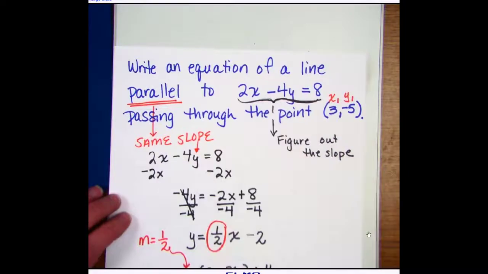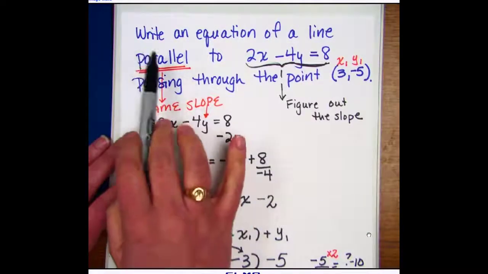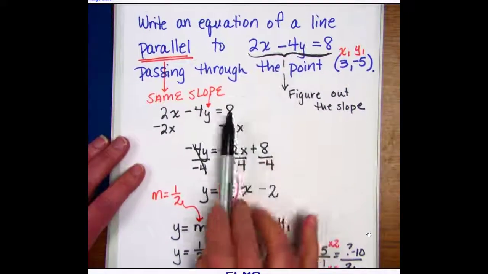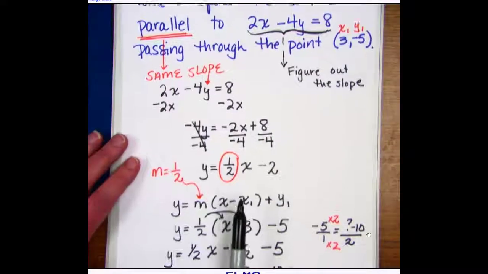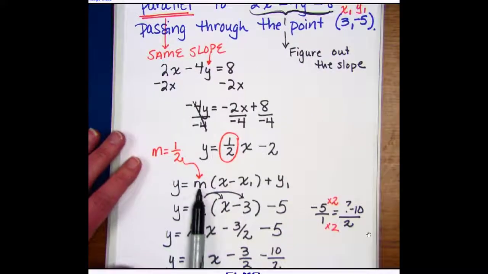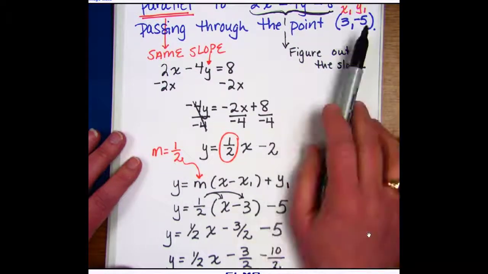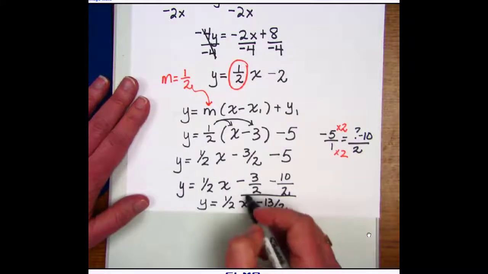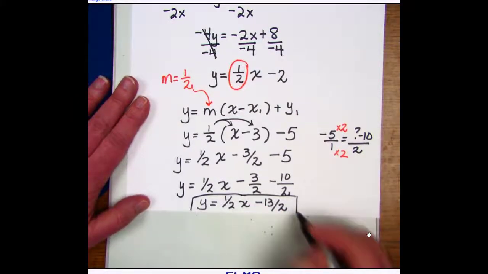parallel to this line. And again, the key to this is knowing that parallel lines have the same slope. So all I use this line for is to determine the slope. Because they're parallel, I use that exact number in my formula, and I plug my point in. Doing my algebra, I end up with this equation.